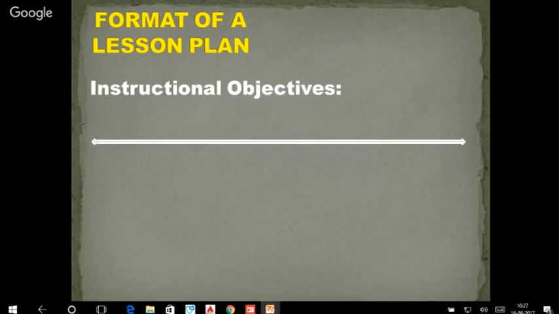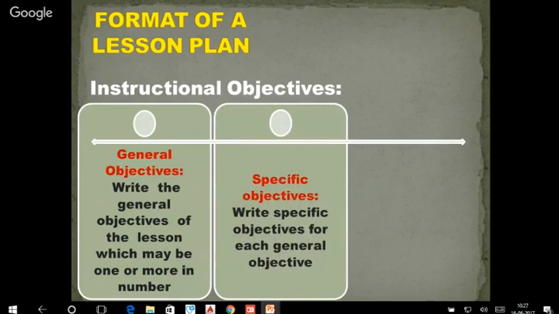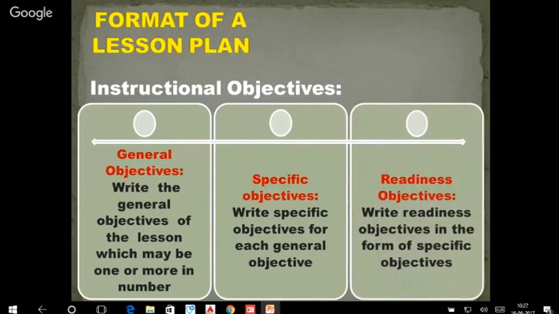Then come the instructional objectives. One is the general objective. Write the general objective of the lesson, which may be one or more, with verbs like understand, know, appreciate, and so on. The second one is the specific objective. For each general objective, you can have 3, 4 or more specific objectives, beginning with action verbs. And there is another set of objectives, that is readiness objectives.